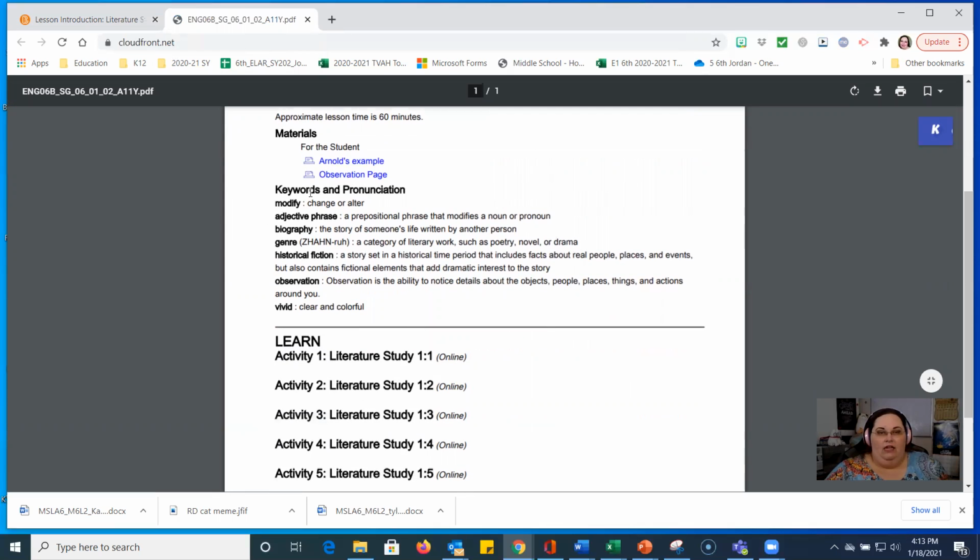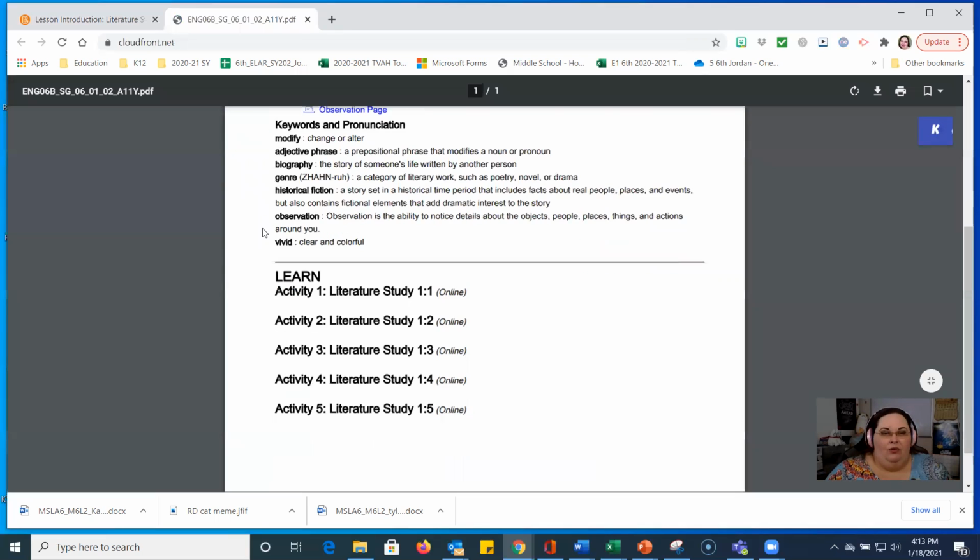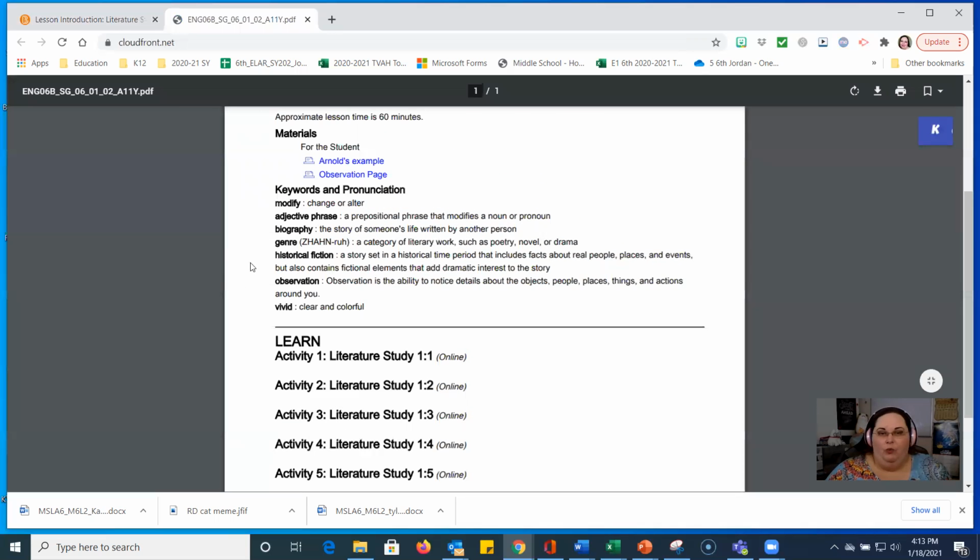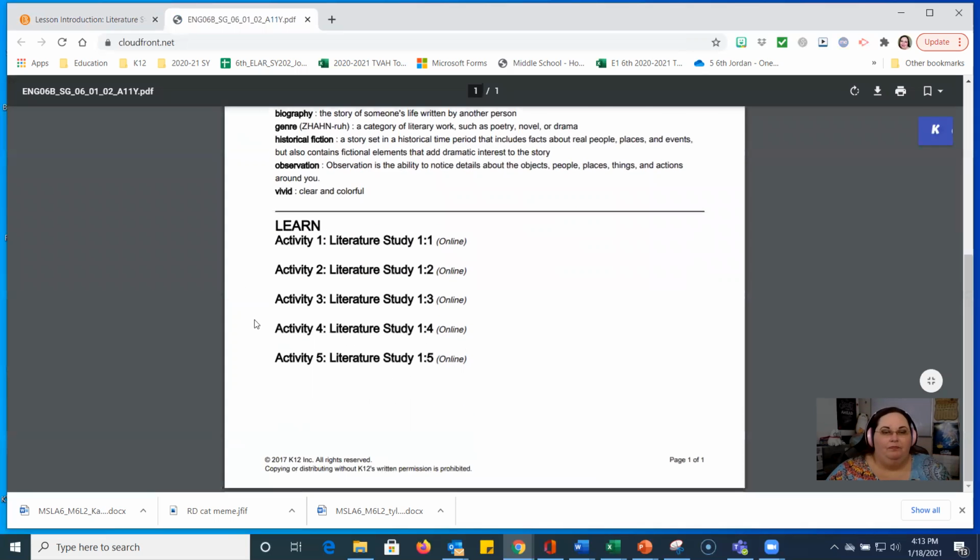It has the key words that you're going to need to know, vocabulary terms, and helps with how you pronounce them. Like this word, genre. I know it's kind of a weird looking word, isn't it? A weird sounding word, genre. And it means a category of literary works such as poetry, novel, or drama. And so read all of those, get familiar with your vocabulary.